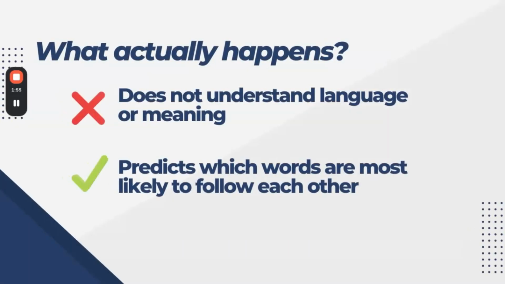So, what actually happens? The AI tool does not understand the language or meaning. It has never seen a poem or experienced the weather. What it does is recognize which words are most likely to appear together in this context, based on patterns it learned during the training. This is why these tools can also produce text that sounds confident, but is incorrect.